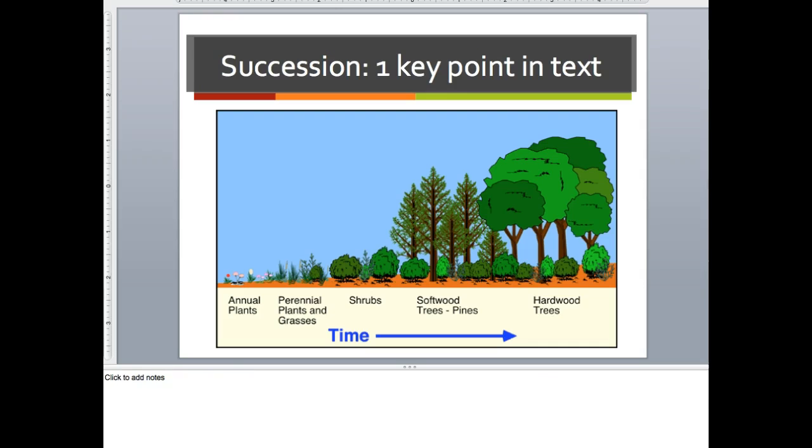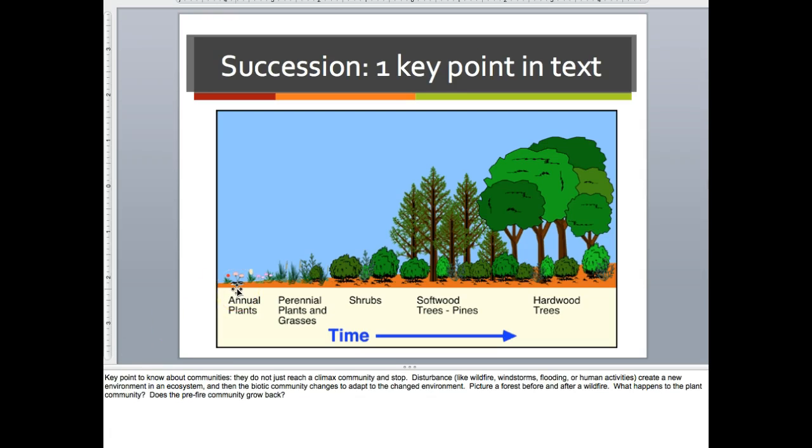And then the last thing I want to talk about is succession. So your book talks about this, but the one thing it doesn't make particularly clear is the fact that succession is not a unidirectional, stop at this climax community and never change process. Succession can happen again and again and again in the same community, depending on the disturbance that changes that ultimate community. So in this case, you've got annual plants, perennial plants, shrubs, softwood trees, and then hardwood trees.